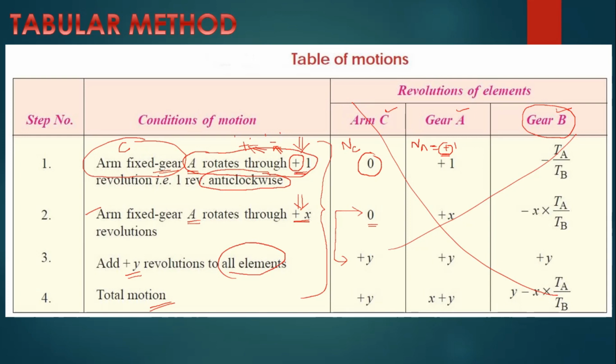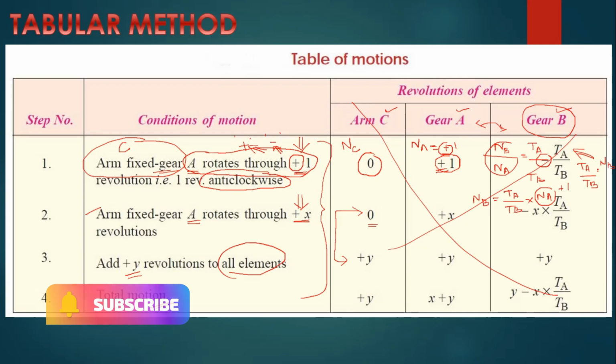How to derive this equation? The speed NB divided by speed NA, the speed of gear B divided by the speed of gear A, is equal to the teeth of A divided by teeth of B, right. So NB is equal to TA divided by TB into NA. What is NA? NA is equal to plus 1. So into plus 1, which means TA divided by TB, which is equal to the speed NB, right. Then how is the minus sign there? Here gear A rotates anti-clockwise direction, that is why plus. Gear B rotates clockwise direction because gear A and gear B are meshed externally, right. So we have to add the minus sign, minus TA divided by TB, clear.